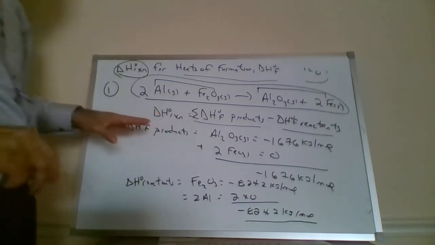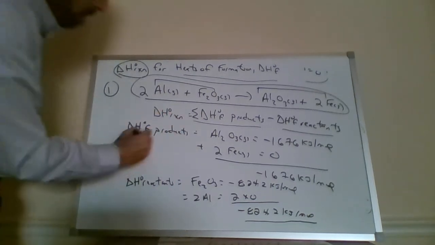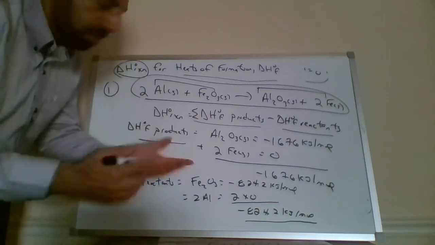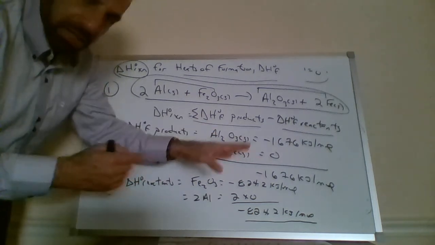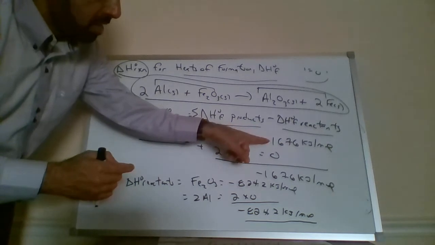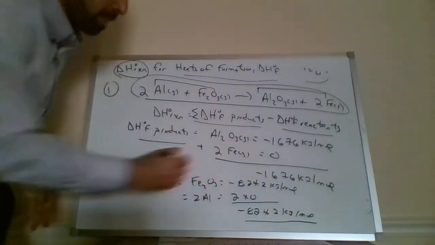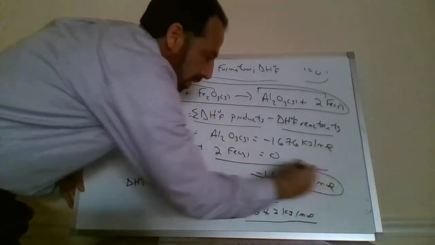So to continue this, I'm going to get the delta H of formation of the products. Again, you look this up. I have 1 aluminum oxide plus 2 irons. Irons are 0. That's the standard state. My aluminum oxide is negative 1676. So this is for my products.